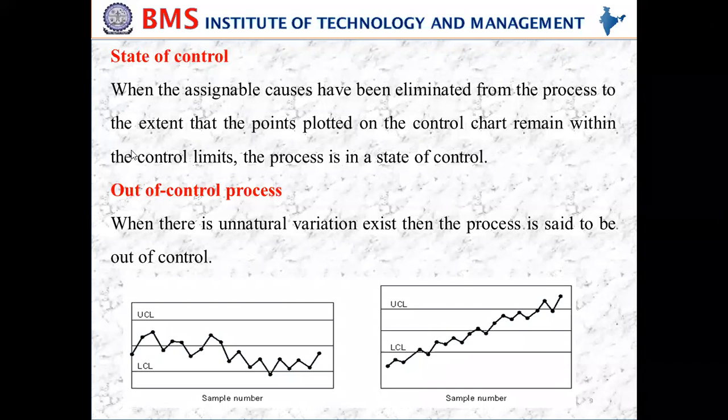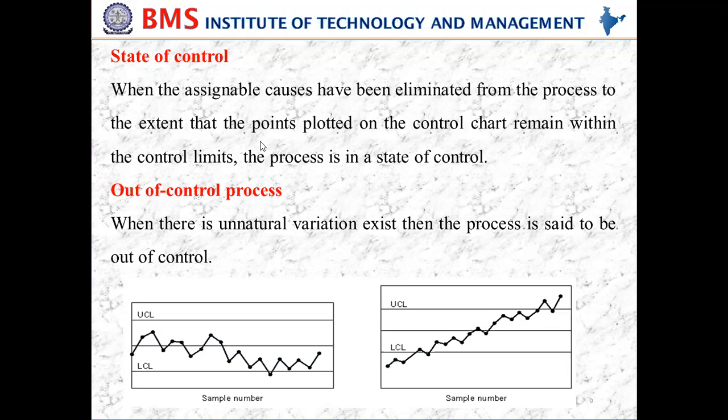When the assignable causes have been eliminated from the process to the extent that the points plotted on the control chart remain only within the control limits, that shows that only chance causes are present. So when we set the process and only chance causes are present in a particular control chart, then we can say that the process is in a state of control.